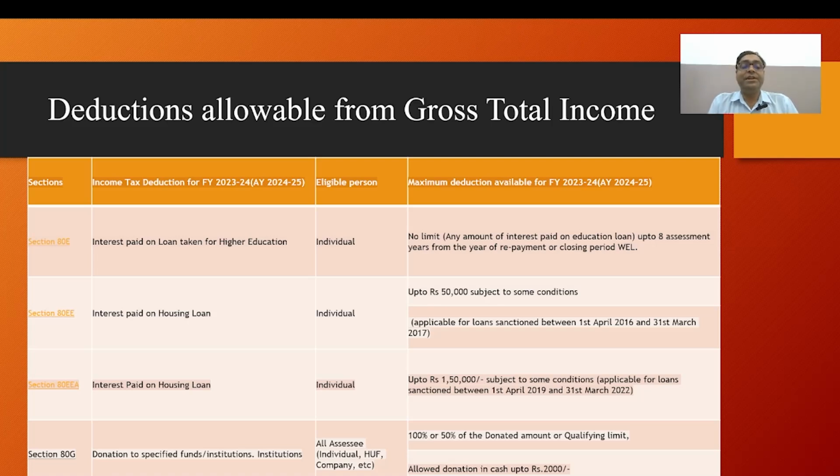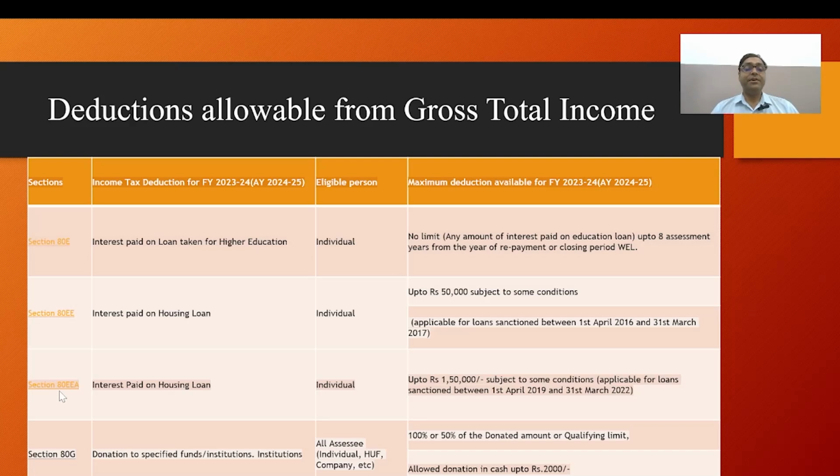And section 80EE. Section 80EE is interest paid on the housing loan. It is for the individual, up to 50,000, with some conditions. It is applicable for loans sanctioned between 1st April 2016 to 31st March 2017. If you got a loan in that period, terms and conditions apply. If you took it after 2017, no such terms and conditions apply.